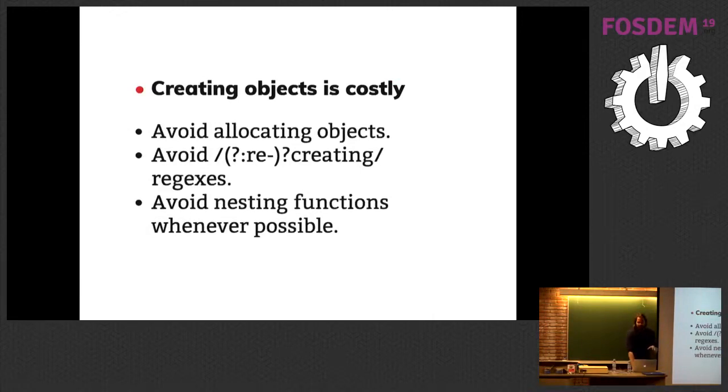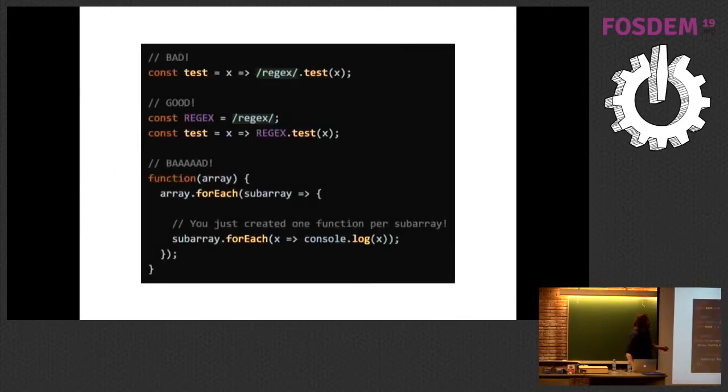The second tip here is creating objects and allocating memory in JavaScript, like in any language, is very costly. So avoid allocating objects when you don't need to. Avoid recreating regexes. For instance, if you create regexes in a function, you will have bad issues. And avoid nesting functions when you can. So concretely, this looks like this. This is bad, this is good.